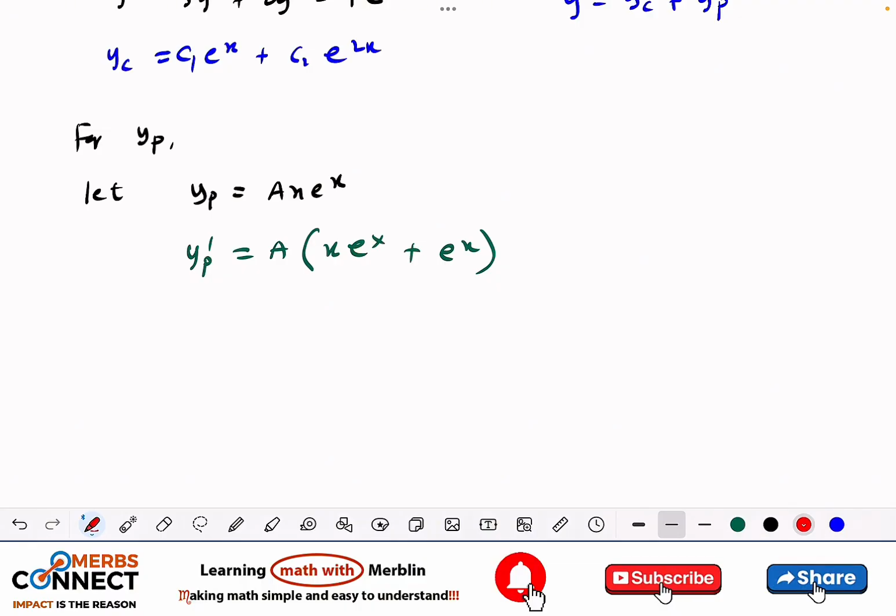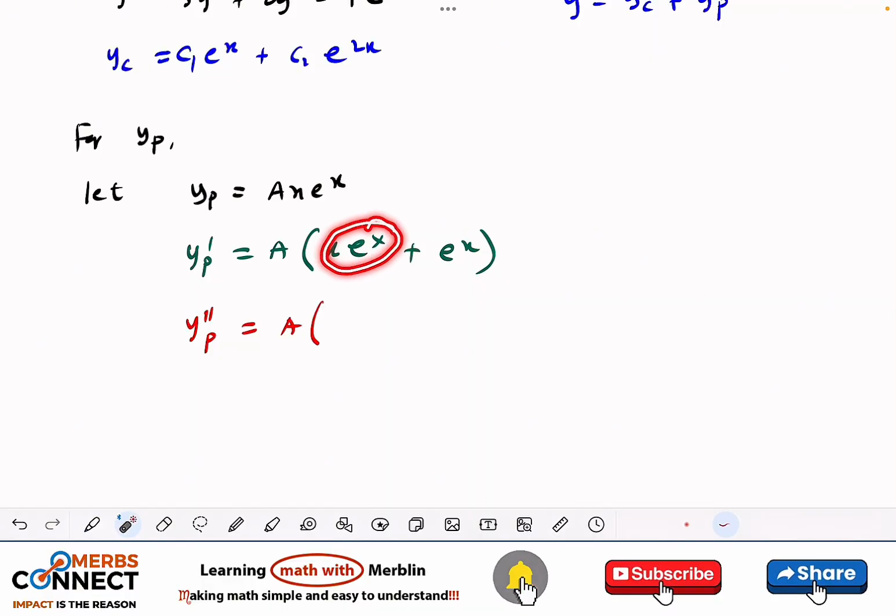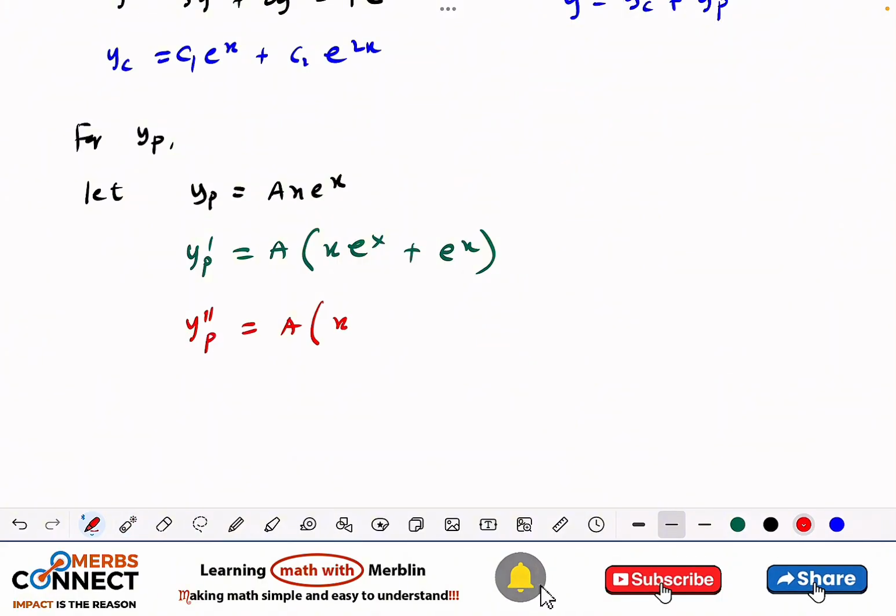Good. Let's find y prime prime. For y prime prime, I still have my constant here. I need to differentiate this using the product rule again. So I'll maintain x and differentiate this.